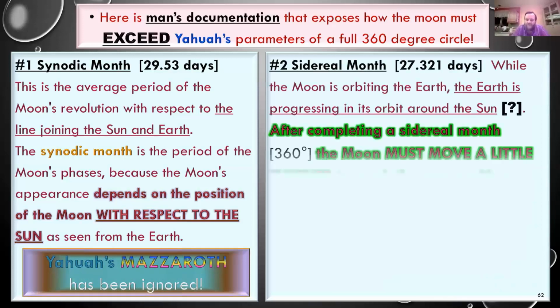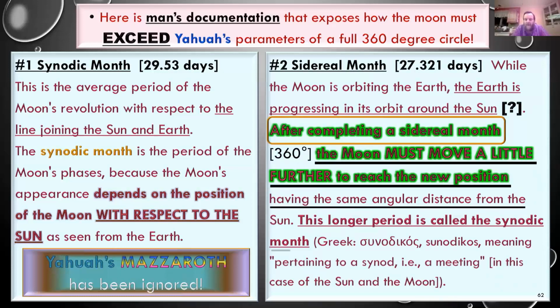The sidereal month, here's their explanation, 27.321 days. While the moon is orbiting, the earth is progressing in its orbit around the sun, and I hope you see a great big question mark there, but this is what they have written. After completing a sidereal month, that is the 27.321 days, or 360 degrees, here's man's proclamation. The moon must move a little further to reach the new position, having the same angular distance from the sun. This longer period is called the synodic month. This is man's adjustment to Yahuwah's peripheries. It is stated and it's documented.